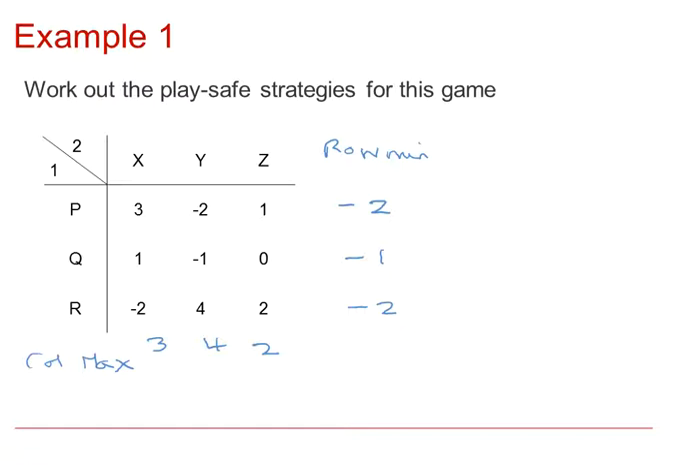We then want to look for the maximum of the row minimums, so the maximin, which would be the -1, indicating that player 1 would be better with strategy Q. And we look for the minimum of the column maximums, which in this case is the 2, indicating that player 2 should play strategy Z.